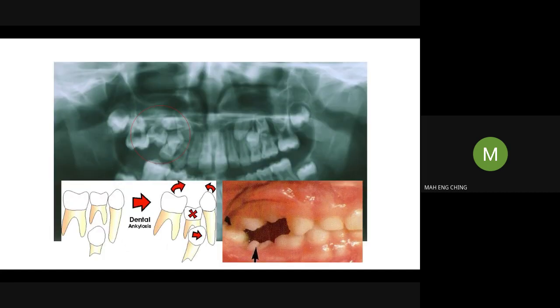So why do I give you 5S? Because this submerged deciduous tooth is considered urgent. You have to do something. If you do nothing, then mostly the permanent tooth will be impacted, and other teeth will tilt and go into the space of this submerged tooth.